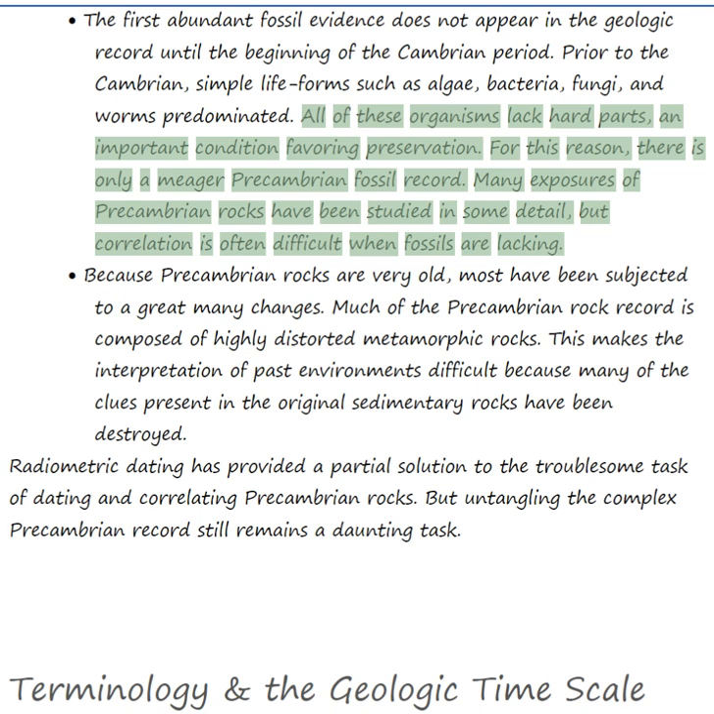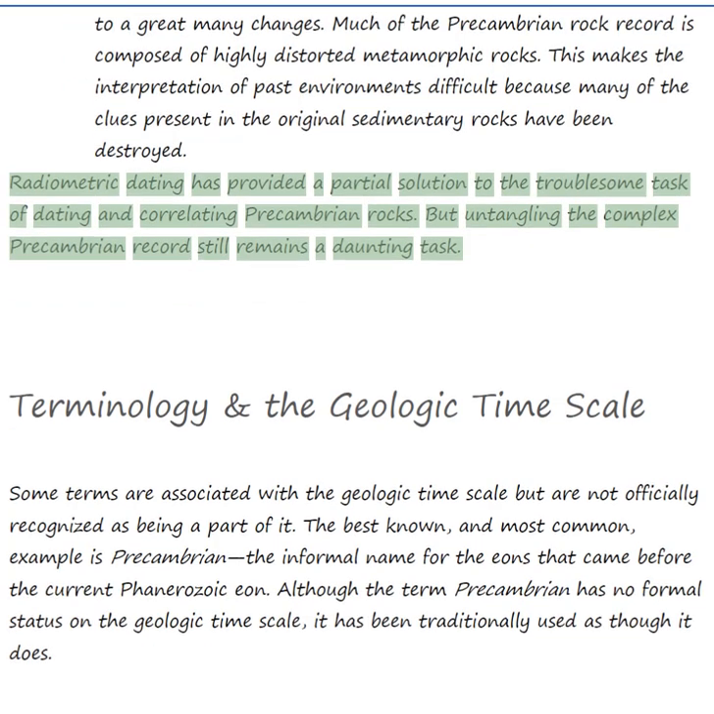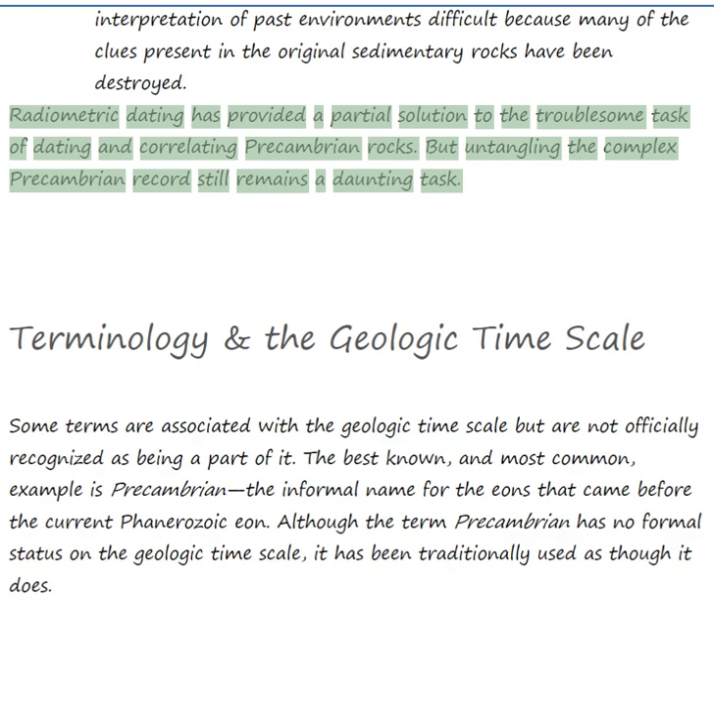Many exposures of Precambrian rocks have been studied in some detail, but correlation is often difficult when fossils are lacking. Because Precambrian rocks are very old, most have been subjected to a great many changes. Much of the Precambrian rock record is composed of highly distorted metamorphic rocks. This makes the interpretation of past environments difficult because many of the clues present in the original sedimentary rocks have been destroyed. Radiometric dating has provided a partial solution to the troublesome task of dating and correlating Precambrian rocks. But untangling the complex Precambrian record still remains a daunting task.